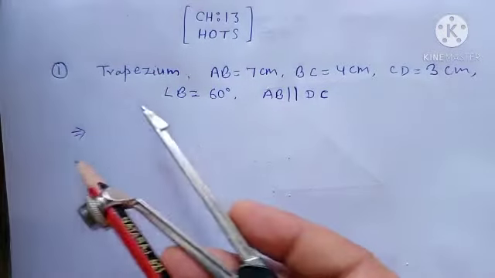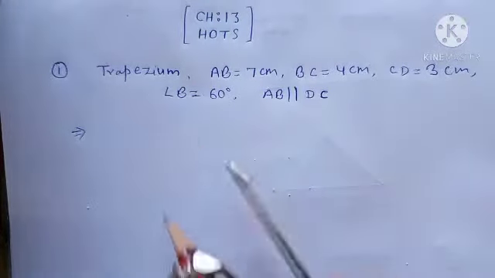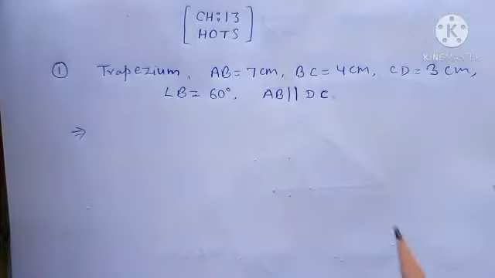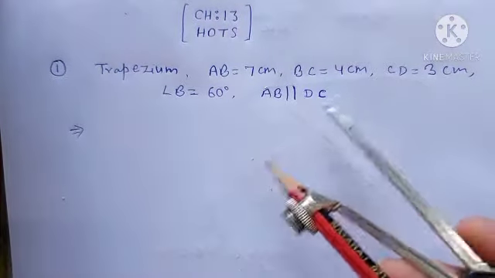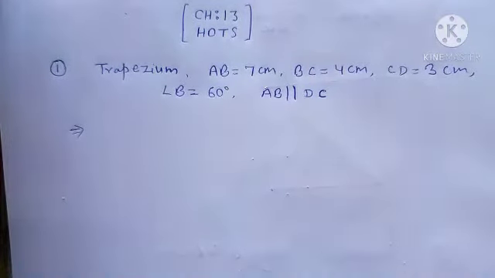The question number 1 is we have to construct a trapezium ABCD where AB is equal to 7 centimeter, BC is equal to 4 centimeter, CD is equal to 3 centimeter, and angle B is given which is equal to 60 degree, and AB is parallel to DC.